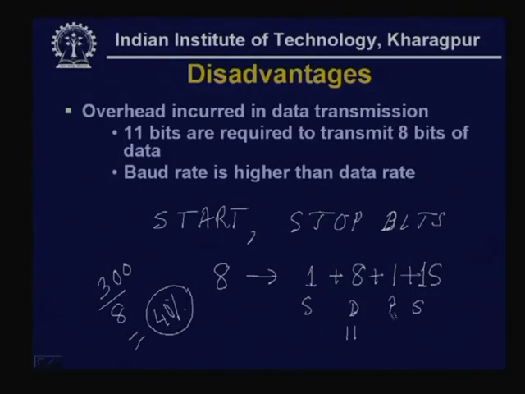Here you are sending 11 signal elements to send 8 bit data. That means baud rate is 11. You can say if you send 8 bits per second, then you are sending essentially 11 bits per second signal. That means 8 bit data and 11 bit signals per second. That means the baud rate is 11, bit rate or data rate is 8. So, baud rate is higher than the data rate. You can think in this manner. So, this high overhead cannot be tolerated in many situations.